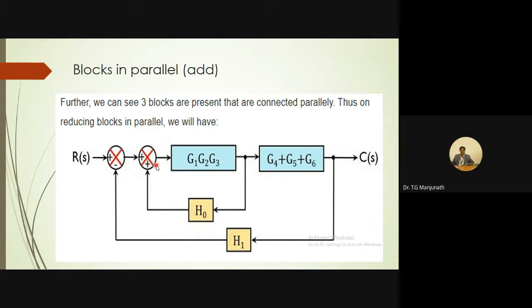What is a loop? In a loop, signal starts from a summing point and the signal comes back to the same summing point. You can see here, signal starts here. It is passing through this block and again passing through the H0 block, coming to the same point.